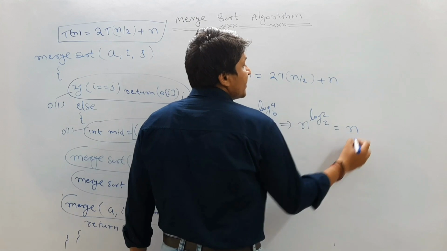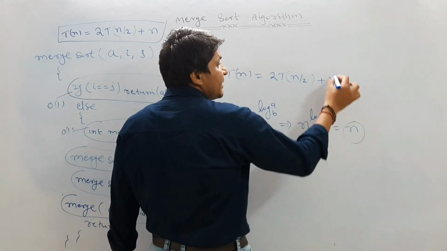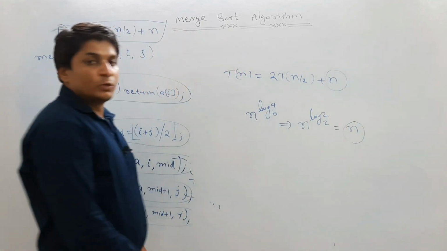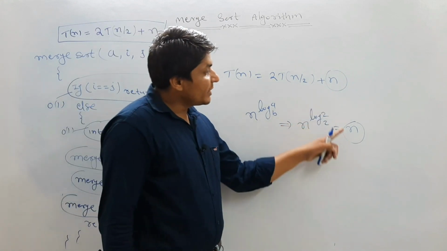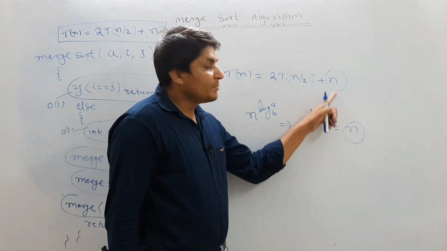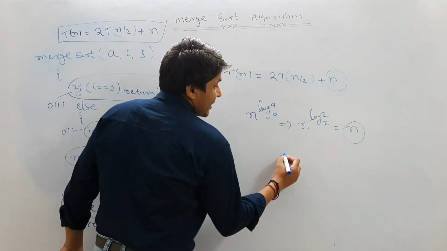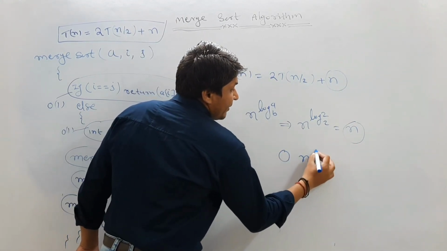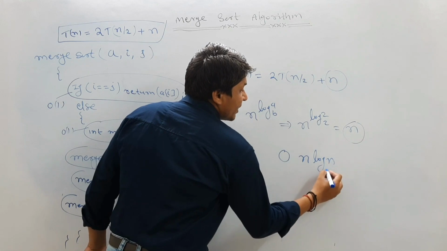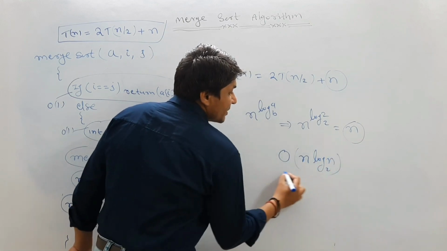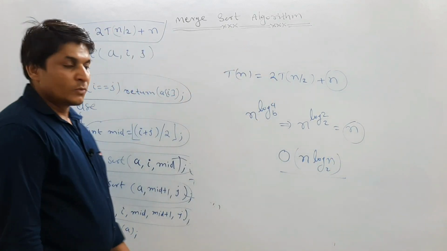So it is going to be n. Now this function value is n and this function value is also n. If both the function values are matching, then what we need to do, we can simply multiply with log n. So let us multiply with log n. So time complexity is going to be n log n and base is 2. So this is what the time complexity of merge sort, correct.